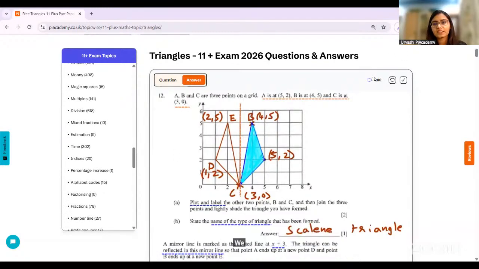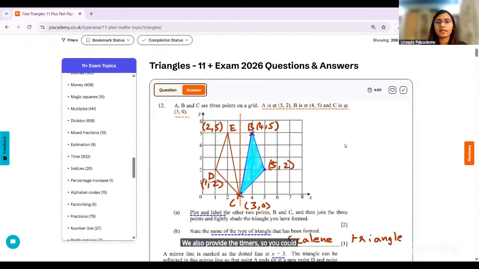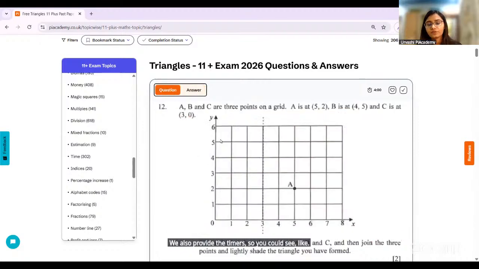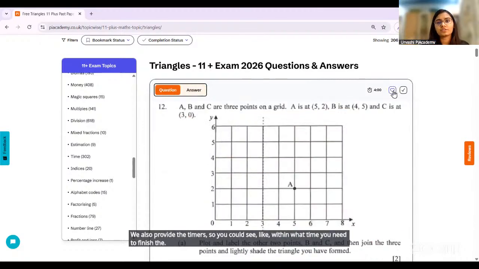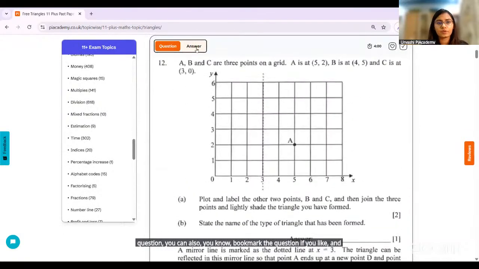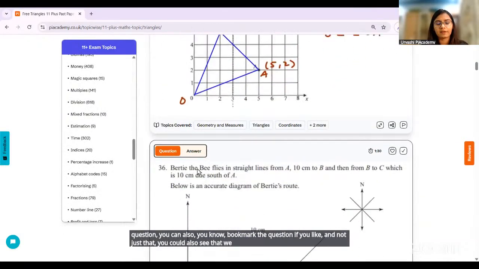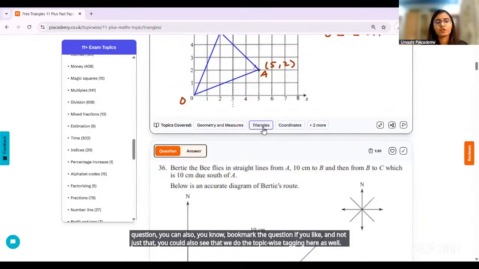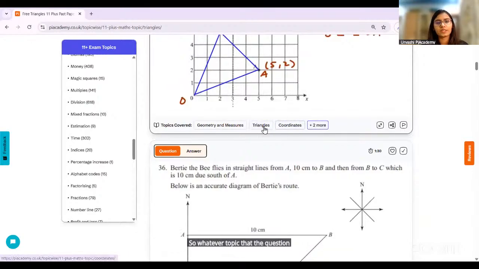We also provide the timers, so you could see within what time you need to finish the question. You can also bookmark the question if you like. And not just that, you could also see that we do the topic wise tagging here as well. So whatever topic the question is related to, you can see from here.